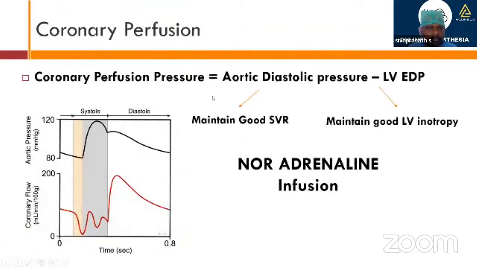So coronary perfusion always occurs during the diastole. So the formula is aortic diastolic pressure minus the opposing force, which is the left ventricular end diastolic pressure. So maintain good SVR so that the aortic diastolic pressure is high, and good inotropy so that the left ventricular end diastolic pressure is very low. This can be achieved with the help of a noradrenaline infusion.